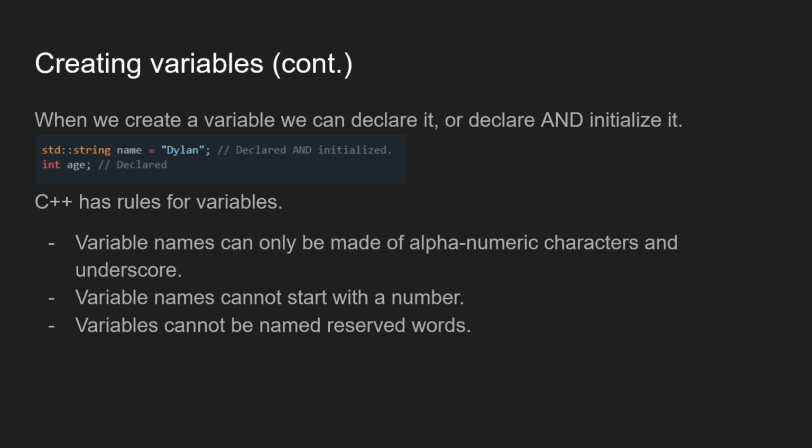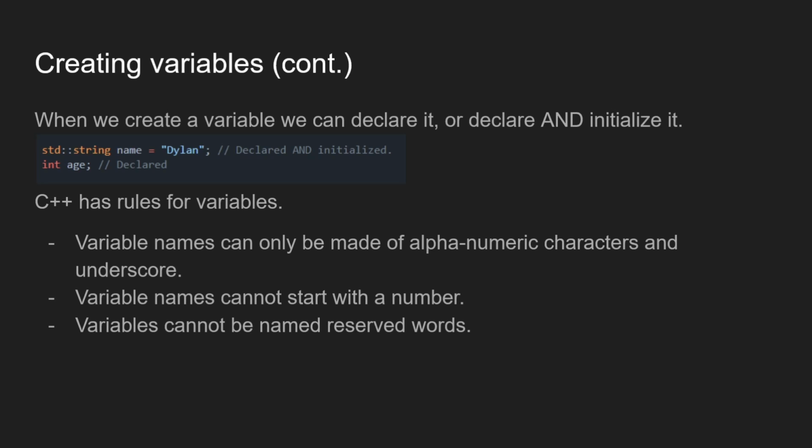Variables also cannot be reserved words. Here's a list of some reserved words in C++. Typical ones you're going to see are true, false, if, else, int, string, char, and main. It's a lot of what we call keywords. These are words that the compiler understands, and the compiler needs these to make sure that it parses your file correctly and builds it correctly.